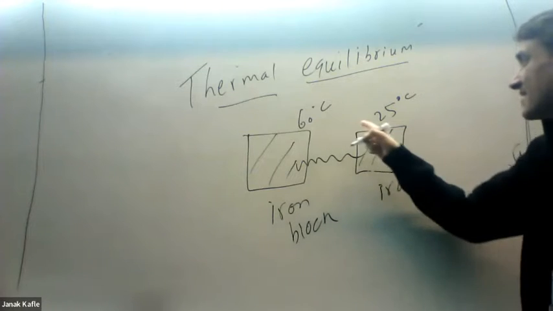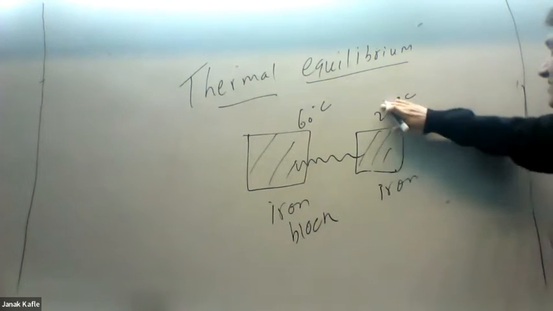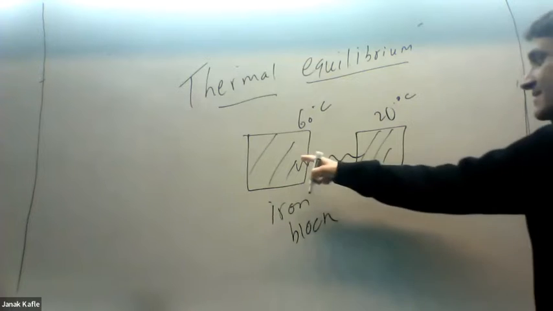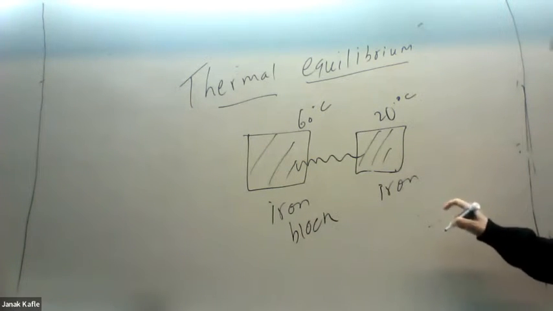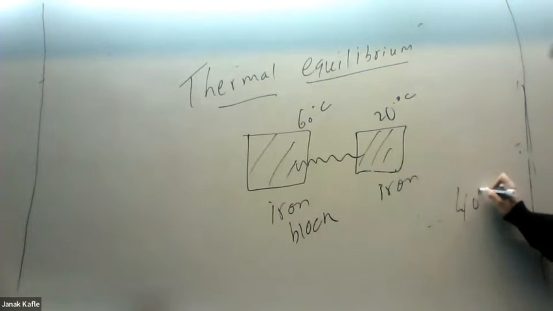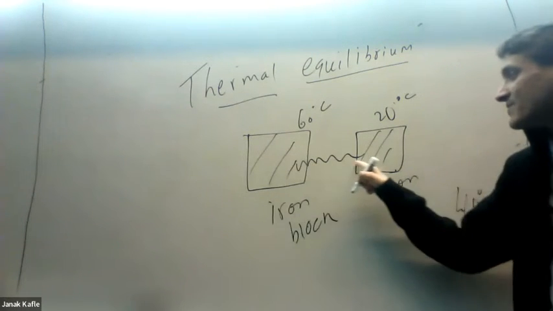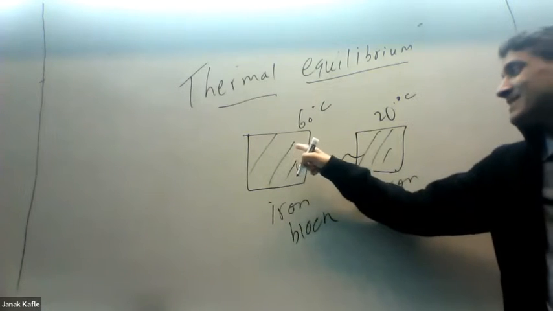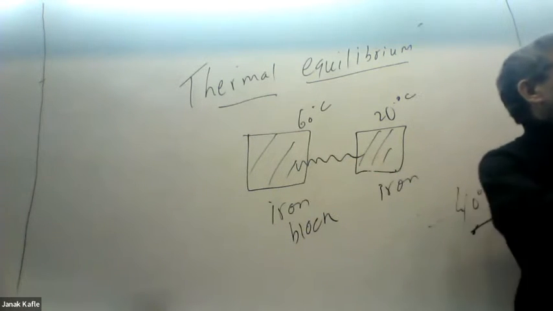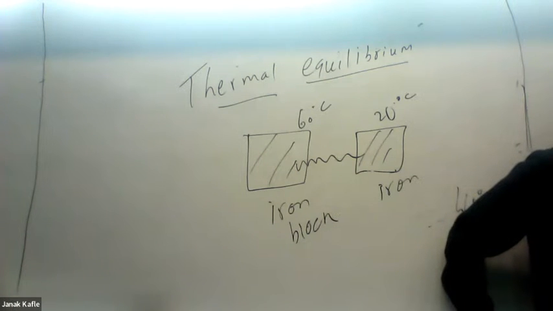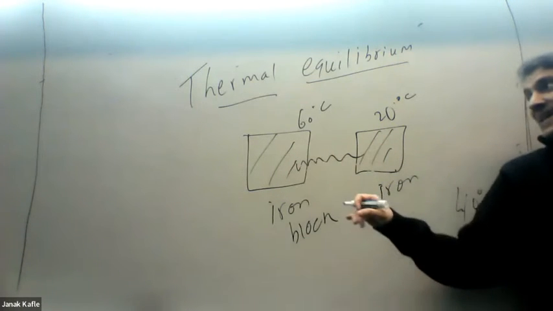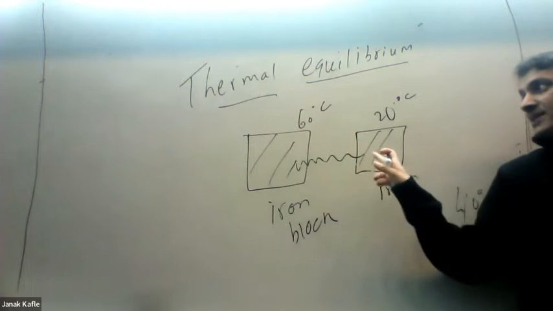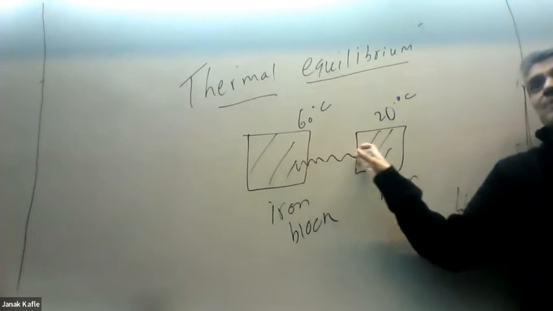So maybe this is 60 and this is, let's say, 20 degrees centigrade. Now the temperature of both will be approximately 40 degrees centigrade. So heat will go from here to here until this also becomes 40, this also becomes 40, the average temperature. Make sense? So this is called thermal equilibrium. If a hot body and a cold body are connected by a wire or they are in contact, the heat will flow from the hot body to the cold body until the temperature of both becomes the same.